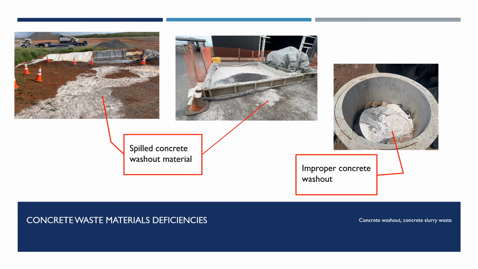Concrete slurry waste and concrete washout material must be contained in a designated area located at least 50 feet from storm drains, open ditches, and water bodies. The concrete washout must be watertight with a freeboard of at least 4 inches to prevent overflow during a rain event.